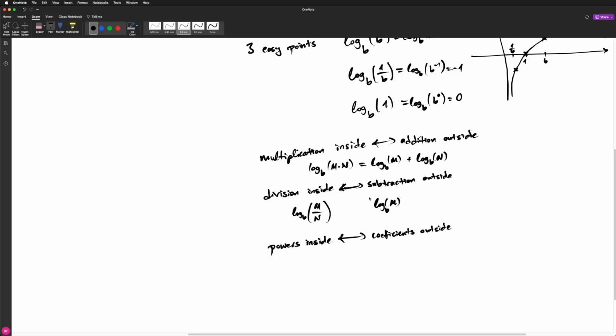And there's only one base on both sides of the equation. Whatever it is, it can be greater than 1, less than 1. It has to be positive. And for the power inside, if you have something like this, you can bring the power to the front.